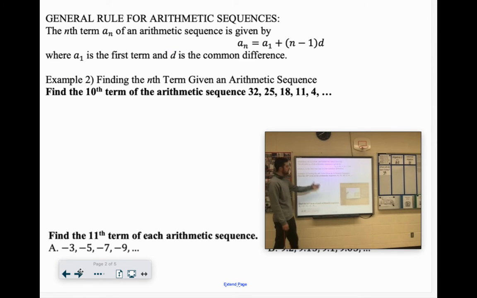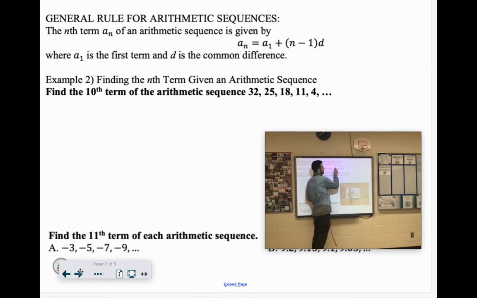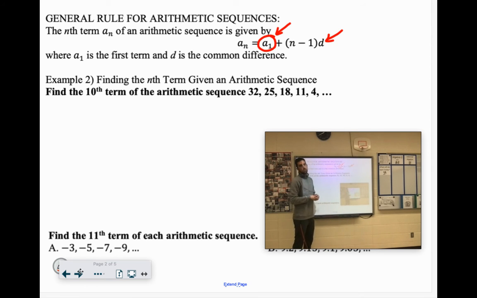All right, now here's the general formula for it. a sub n equals a sub 1, which is your first term, plus it's always going to be n minus 1, because your first term is already handled here, times d, which is your common difference. That's the number being added to or subtracted from each thing. And if it's subtracted, you just put it as negative.